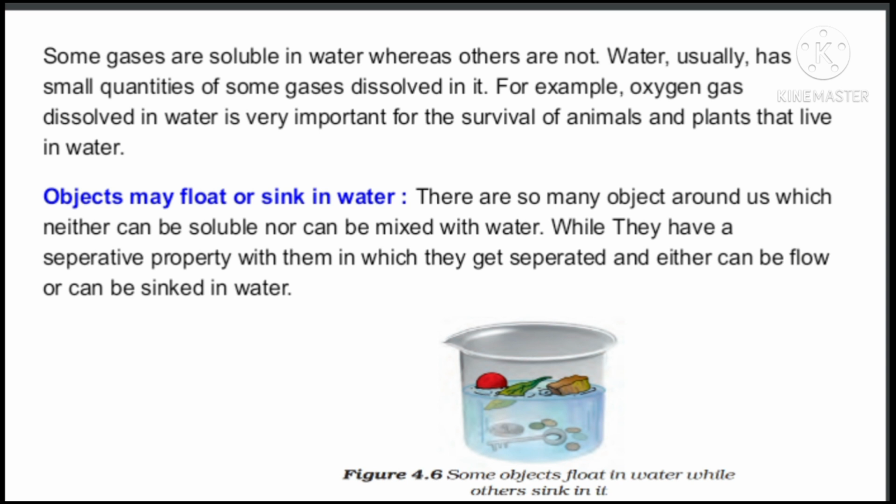So the next one is that objects may float or sink in it. What about those substances which are not dissolved or disappeared in water? If it is not soluble in water, that means it may float or sink. There are many objects around us which can neither dissolve nor mix with water, while they separate from it and either float or sink. So let's list all these objects on the basis of your own experiments.